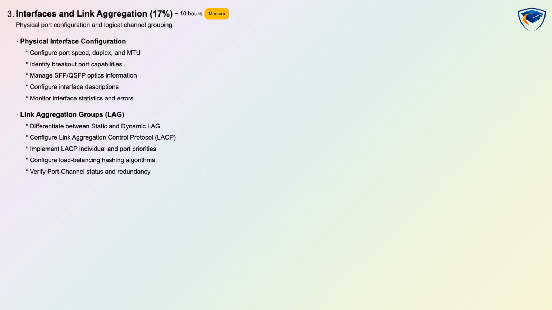Interfaces and link aggregation make up 17% of the exam, are medium difficulty, and need about 10 hours of focused study with conceptual and scenario-based questions. You will master physical interface configuration including port speed, duplex, MTU, breakout capabilities, and SFP or QSFP optics management while learning to annotate interfaces and monitor statistics and errors. On link aggregation you will distinguish static and dynamic LAG, configure LAG with individual and port priorities, select appropriate load balancing hashes, and validate port channel status and redundancy.